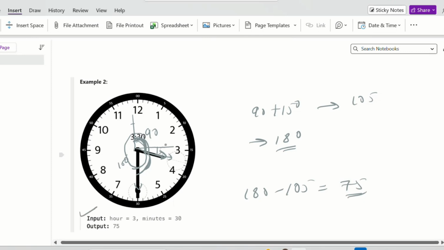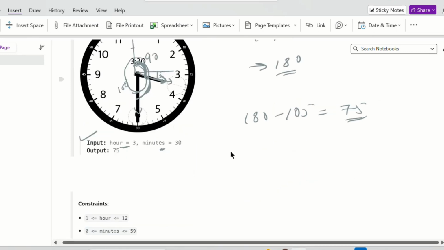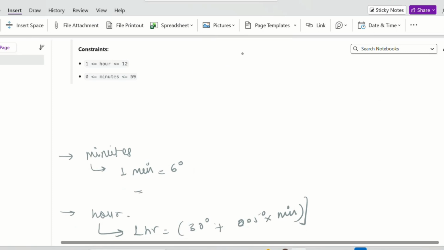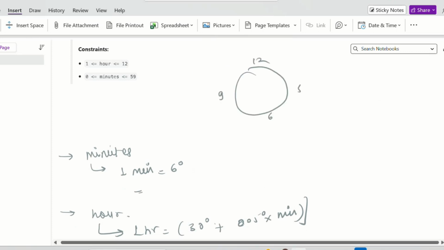So here we are able to find the angle using the clock, but we are given only the hour and the minute. So we need to see some solution so that we will be able to find the angle with the help of the hour and the minute. So let's see how we can find this. So if there is a clock with 12, 3, 6 and 9.